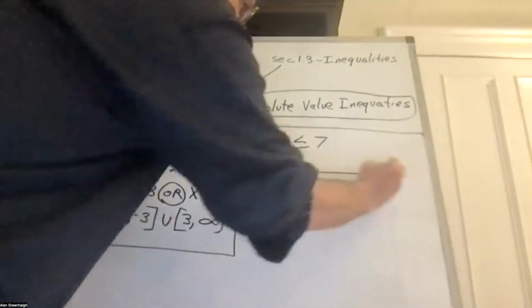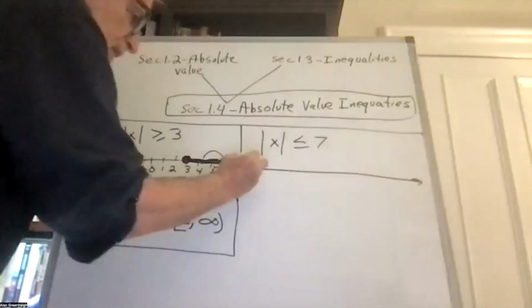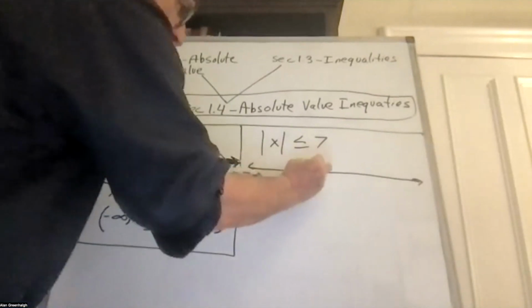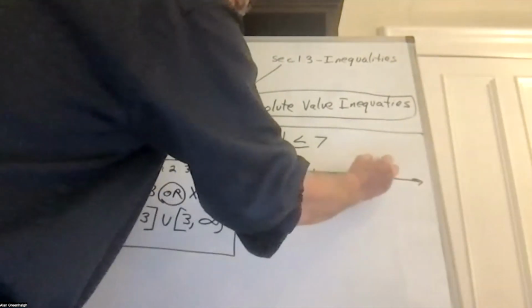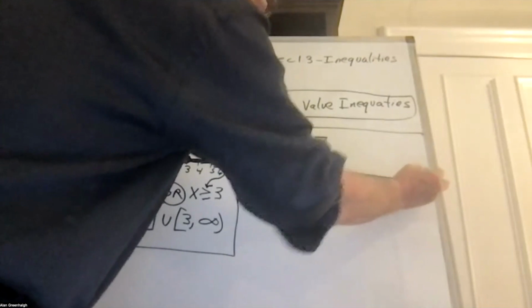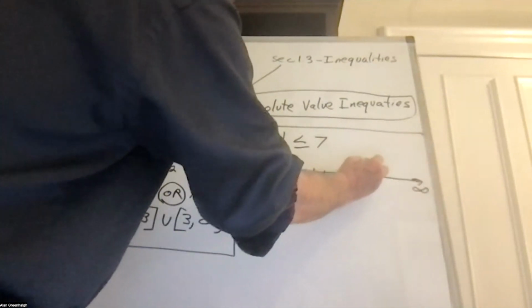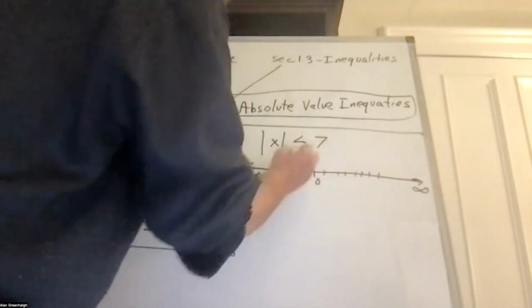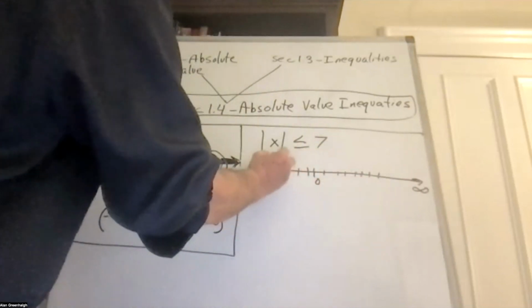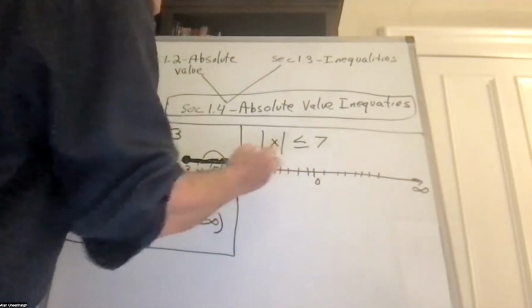Now here, what does this look like? Well, -infinity, 0, +infinity, 1, 2, 3, 4, 5, 6, 7. 1, 2, 3, 4, 5, 6, -7.